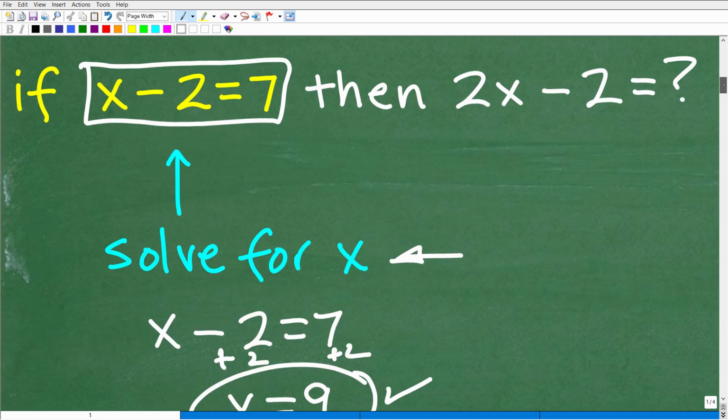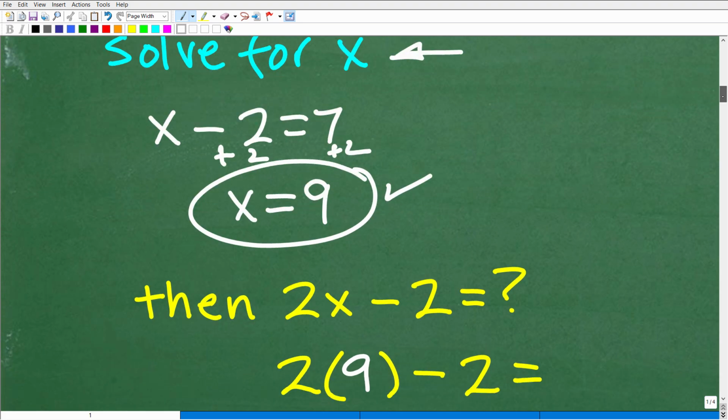So here, I could write: if x is equal to 9, then what is 2x minus 2? Now, if I gave you this question, if x is equal to 9, then what is this? Most of you would say, oh, this is super easy. But because it's in this form, it maybe confused you a little bit. Let's just finish up the problem.